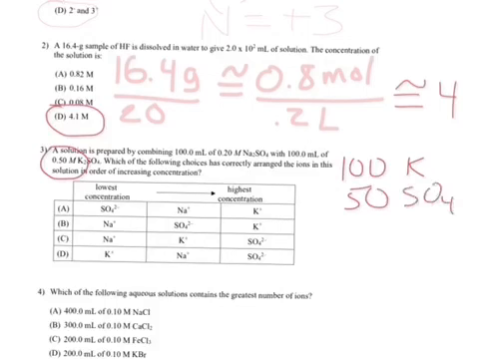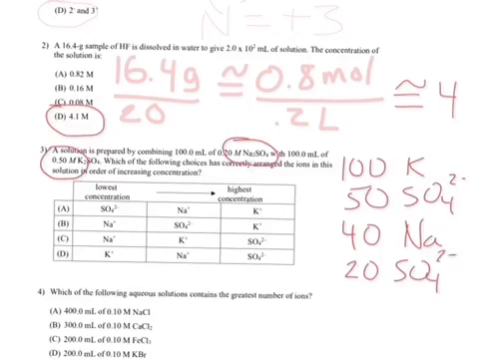SO4. And when we look at this one right up here, we see that we're going to end up with 40 millimoles of sodium and 20 millimoles of sulfate. So when we add all that up together, we end up with 40 of sodium, 70 of sulfate, and 100 of potassium, and that leaves us with our answer of choice B when we rank them in the correct order.